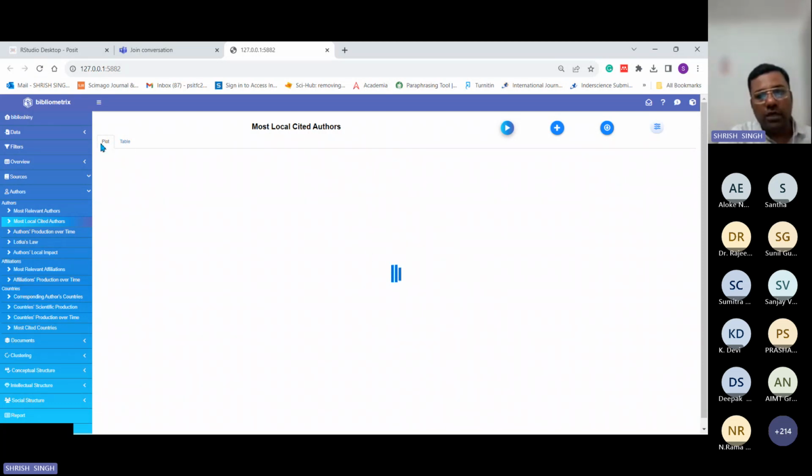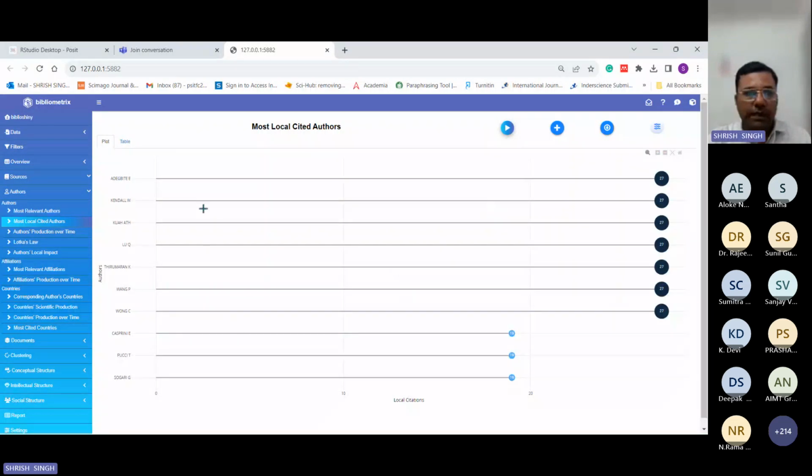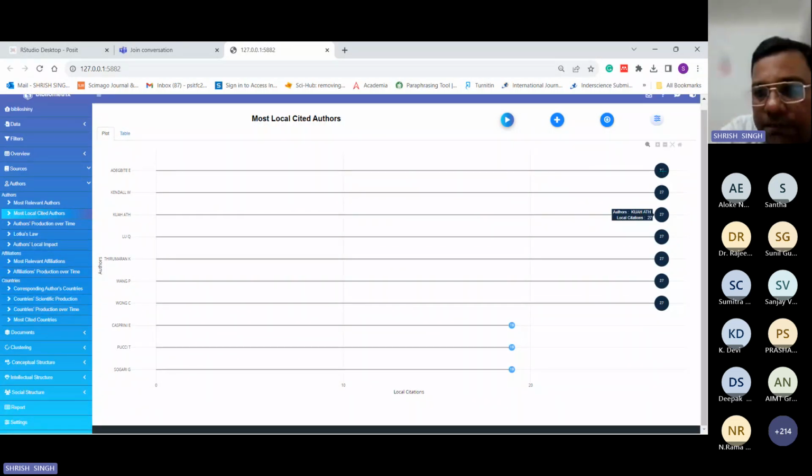If you want to use the plot, you can download it from here. If you want to have this table, you can just export the table in Excel or in CSV. Sorry. Right. So these are the most cited authors. So the most cited authors are E. Edgebite, W. Kendall, and all are having 27 citations. Local citations are 27, 27, 27. So these all are having 27 citations.